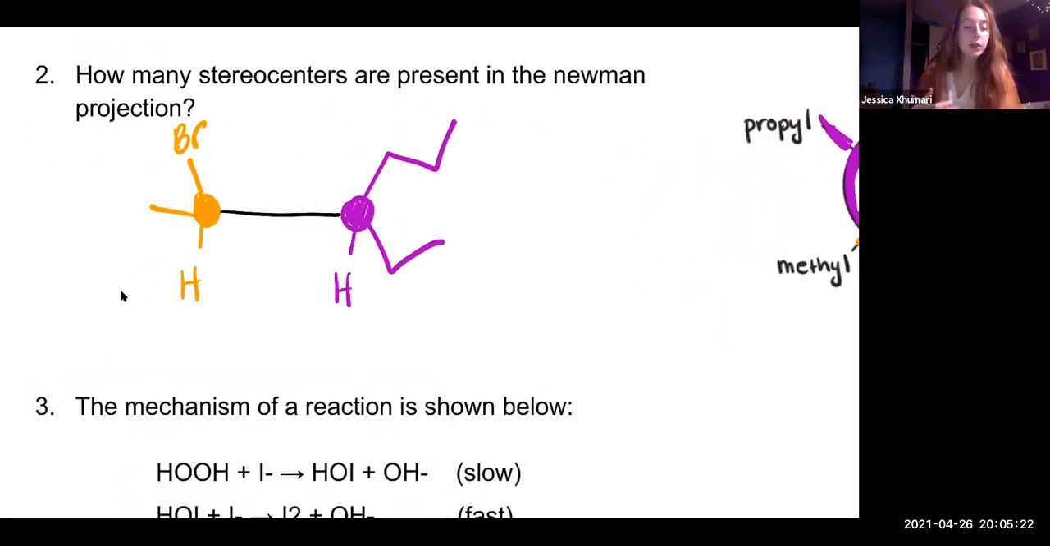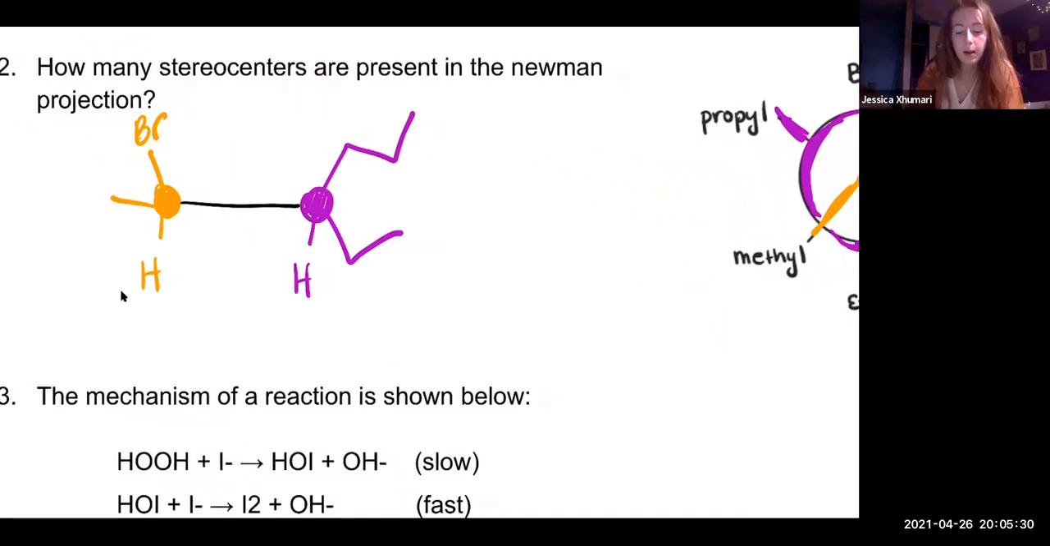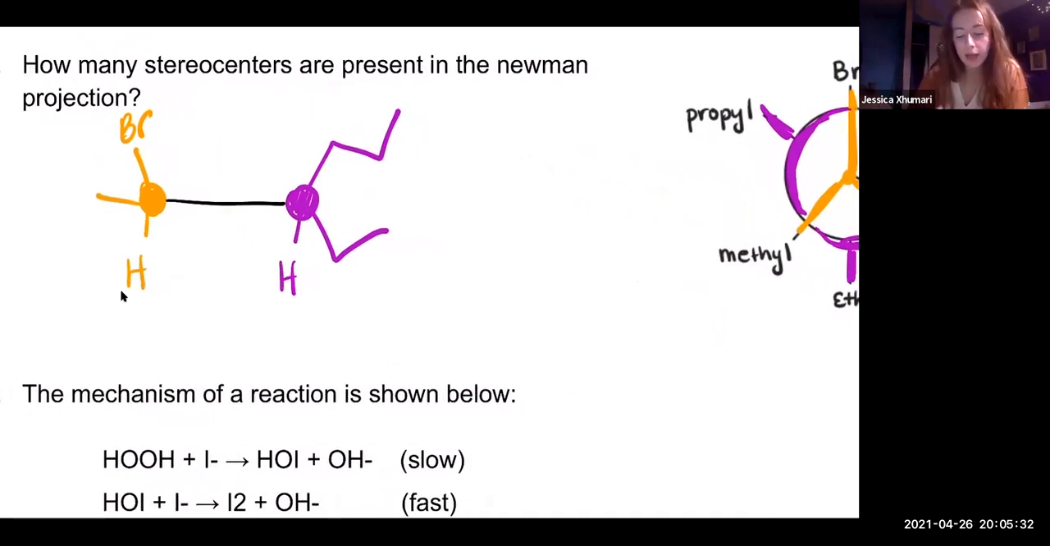So what I always like to do, I draw it once, I draw it twice, okay? So then I can easily see what's going on, and name it. So when I draw my line notation, I exclude the hydrogens.